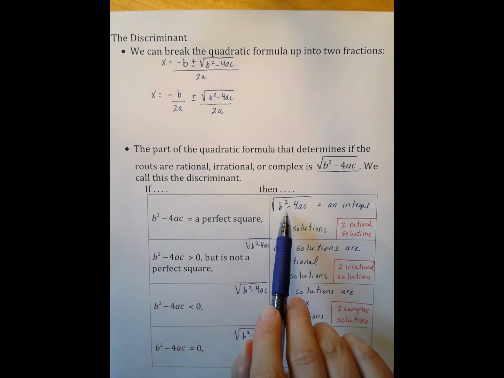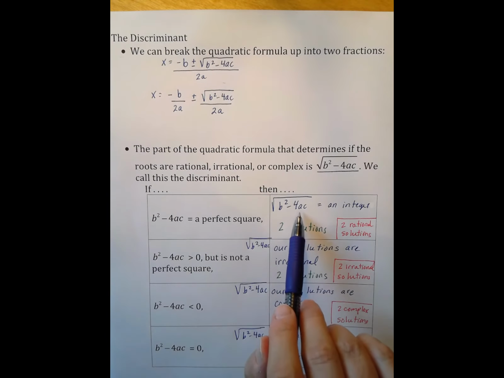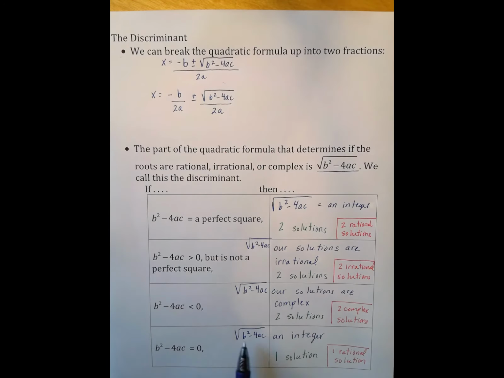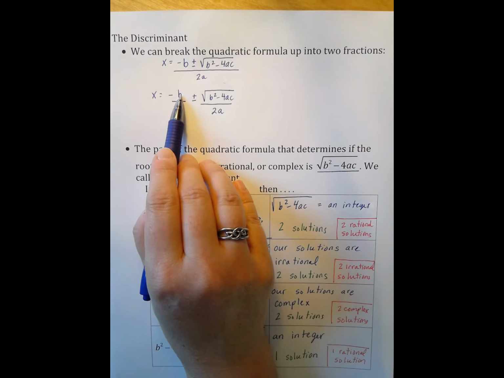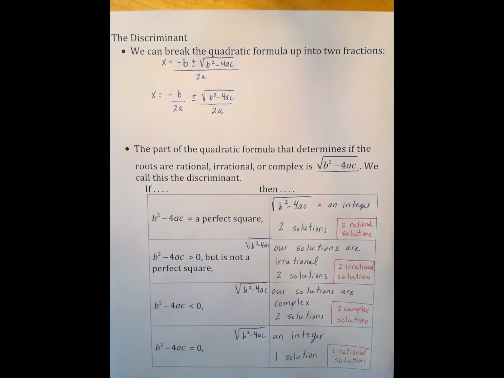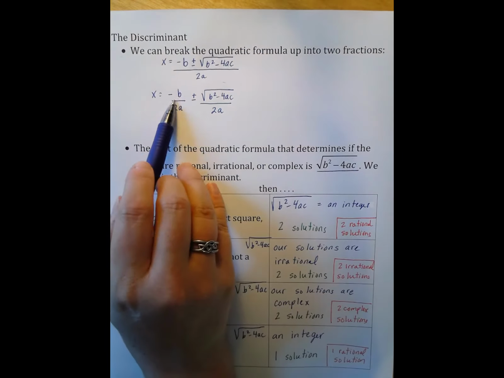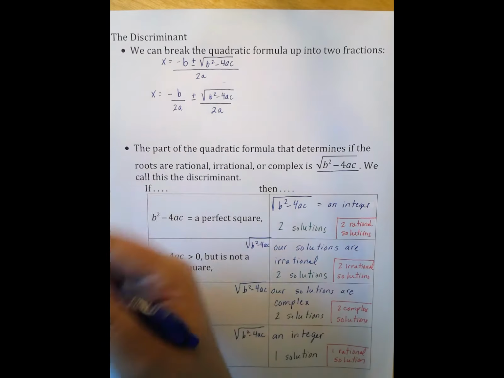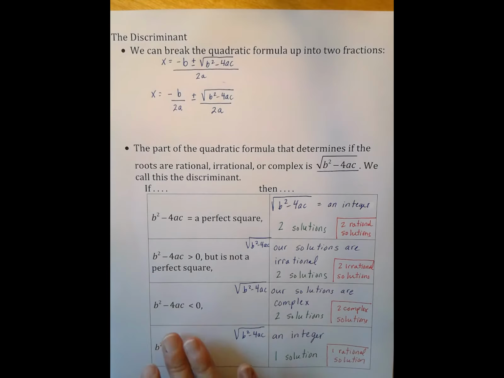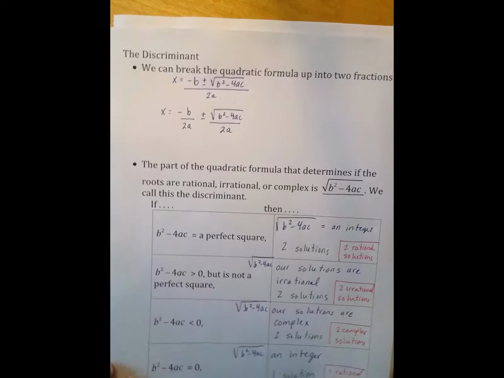But when our answer to the square root portion of the quadratic formula is an integer, or is 0, which is also an integer, that means that I have two fractions. I have a rational number plus or minus a rational number, which means that my final solutions to the quadratic are rational, not integers. The only way our solutions would be integers is if the negative b over 2a simplifies from being rational to being an integer. Let's look at a few examples so we can make sure that we fully understand what's happening here.